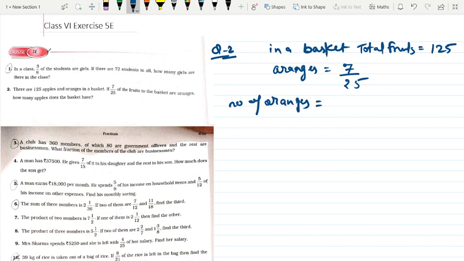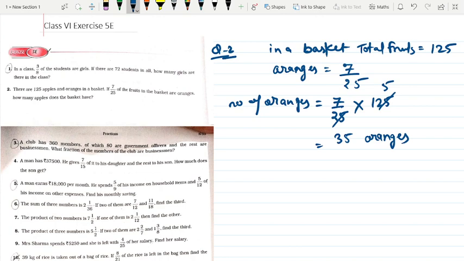So it will become the total fraction of the oranges. What is the fraction? 7 upon 25. As in the previous question, multiply by the total fruits. Total fruit is 125. So 25 5 ja 125, 7 5 ja 35. So 35 oranges are there in the basket.